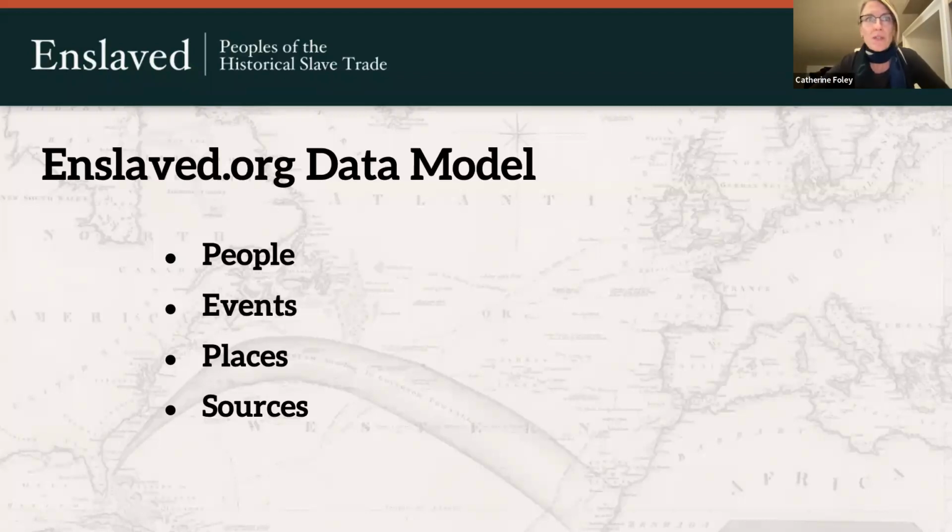Then the second component is events. These are things that happened to these individuals. These could be a baptism, a marriage, a freedom event, an emancipation, or a self-freeing event of running away. So the data model captures information about that. It also includes a slot for places, locations where these events took place. And then, of course, sources, which make references to the original documents from which these other data components were derived.